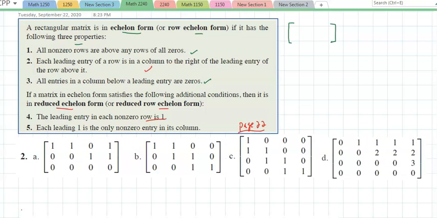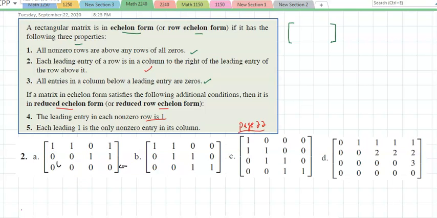First things first. All non-zero rows are above any rows of 0. There's a row of 0 right there, and okay, 1 is satisfied. Each leading entry is in a column to the right of the leading entry of the row above it. So that's 2 right there. And yeah, okay, that one is fine. All entries in a column below a leading entry are 0. That's true. That's true. Okay, very good.